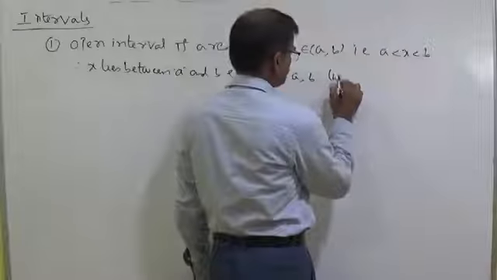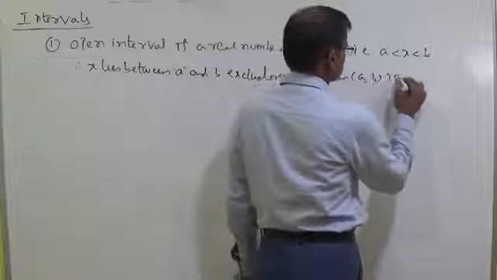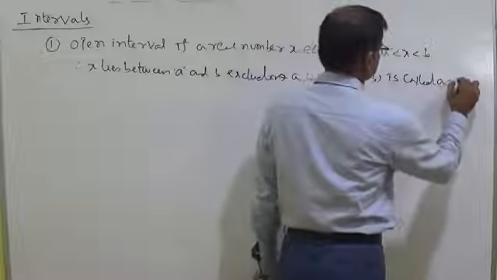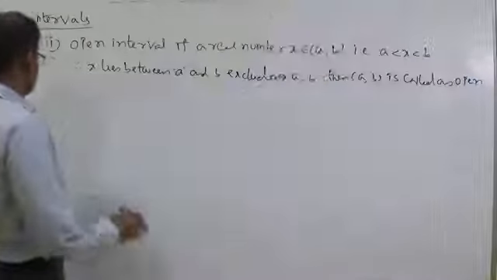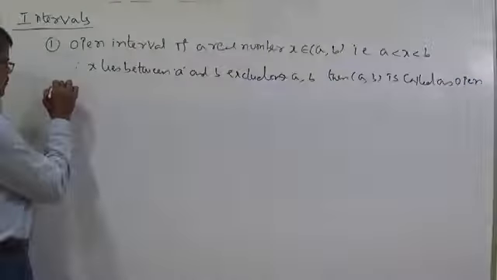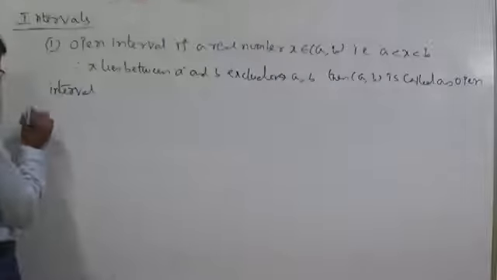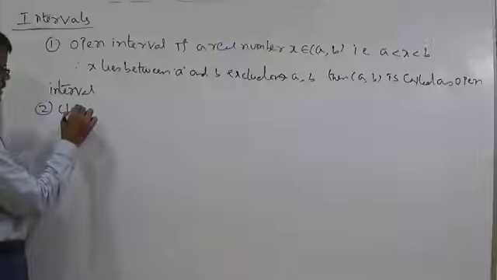Then (a, b) is called an open interval. Open interval. Now let us discuss the second one, closed interval.